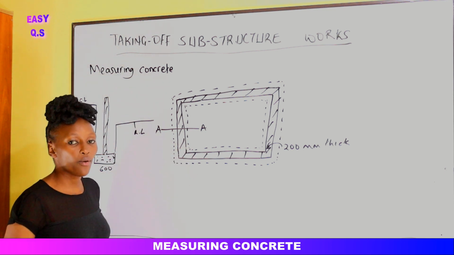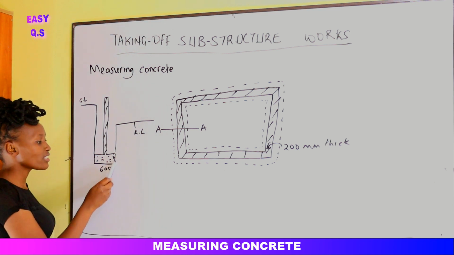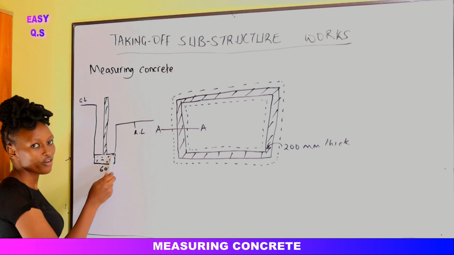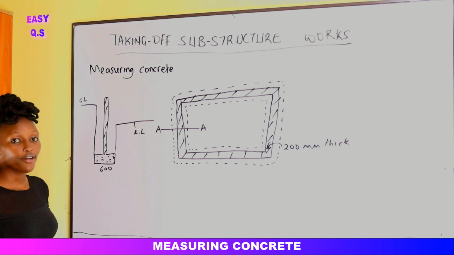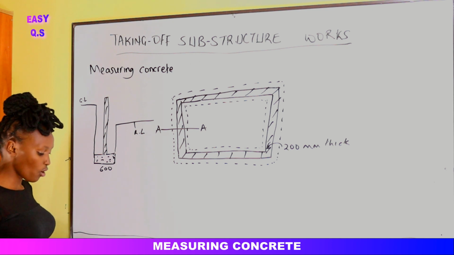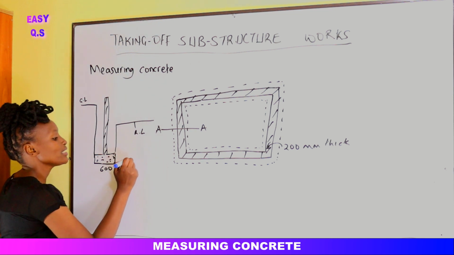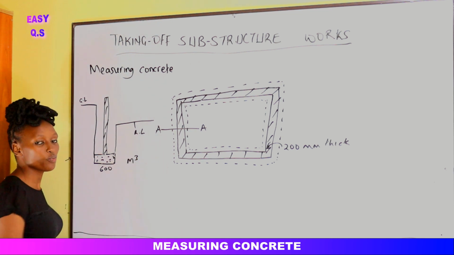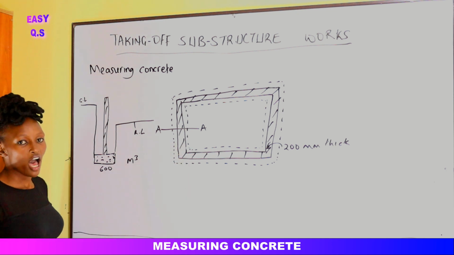Alright, so when we are doing the concrete in the foundations, you see that we have this mass concrete in the foundation. Once we are taking off using the NRM, the NRM 4 states that we should take off concrete in terms of meter cubed. So once it is in meter cubed, this is the volume of the concrete. How do we calculate the volume of concrete in such a trench?